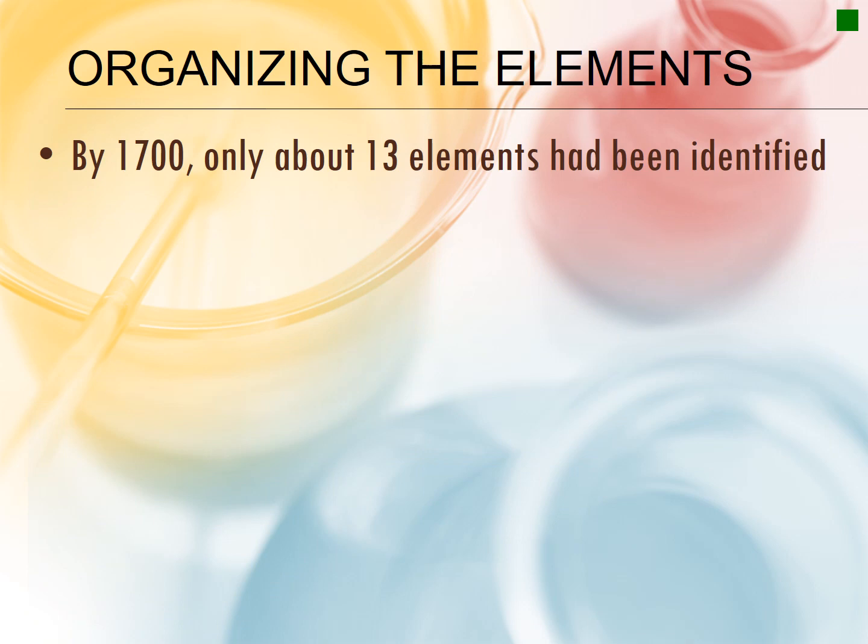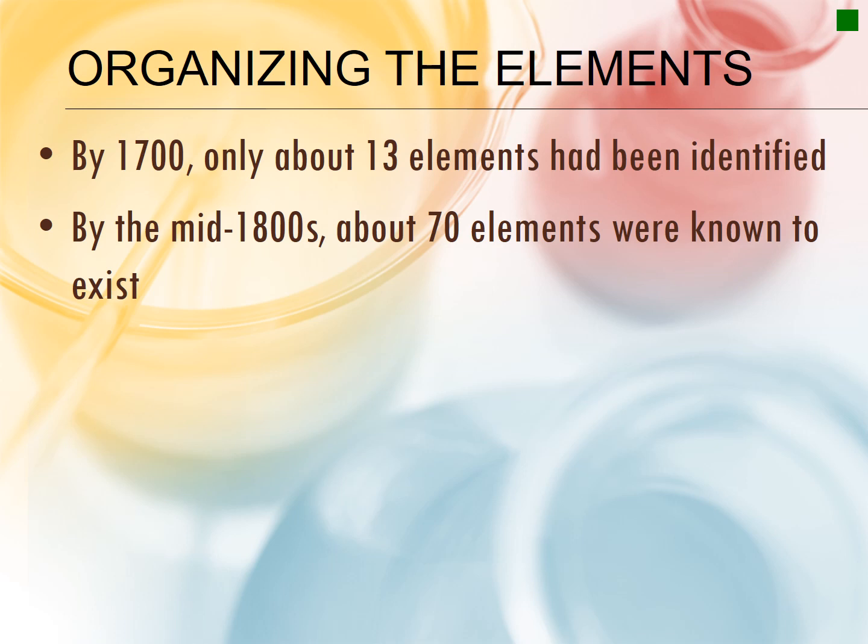So in 1700, there were only 13 elements that had been known about, which is actually amazing in itself because they didn't have electricity. They didn't really do the scientific method much at this point. So for them to have identified 13 different elements with the basic instruments that they had was an amazing feat in itself. But what happened is by the mid 1800s, 70 elements had been discovered to exist.